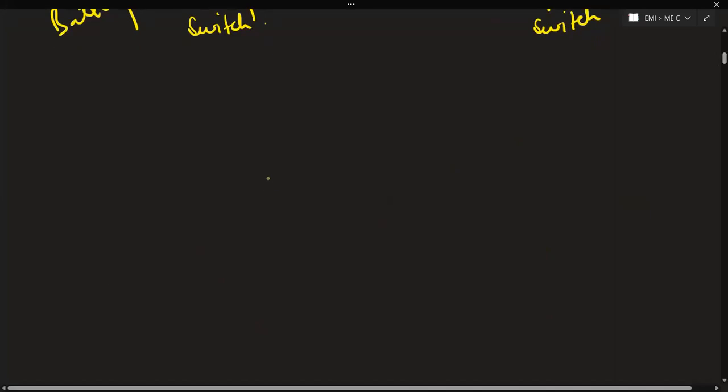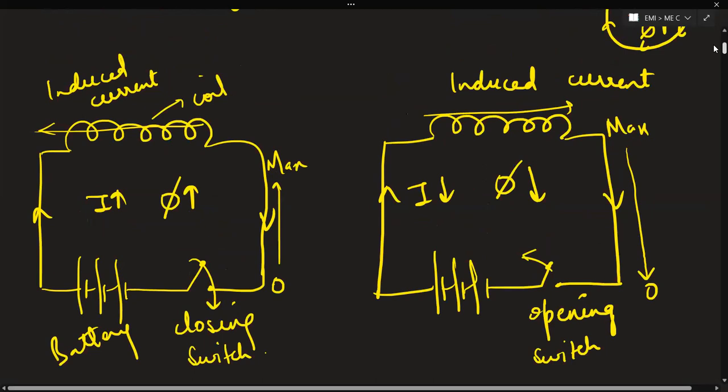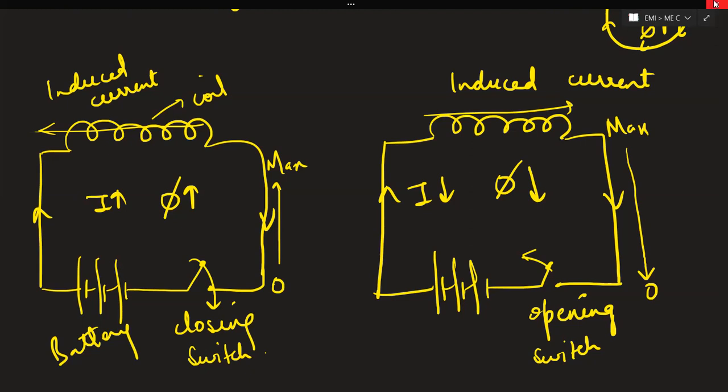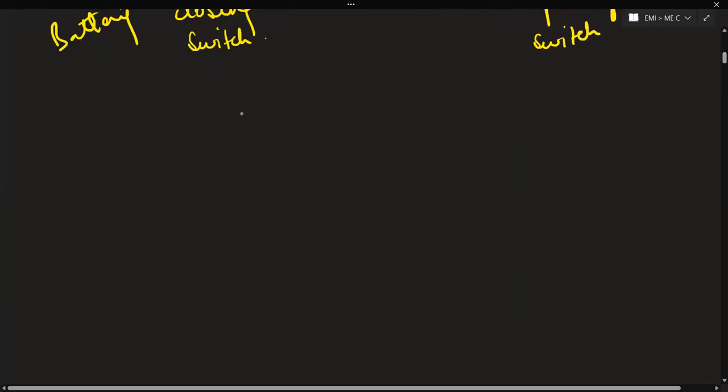Now, if you look at these experiments, can anyone tell me what is the relation between flux and current? Directly proportional to each other, or inversely proportional? Directly proportional, yes, Arthur. Correct. See, current increased, flux increased; current decreased, so flux decreased. Whatever is happening to the current, that is happening to the flux. So flux is directly proportional to the current.